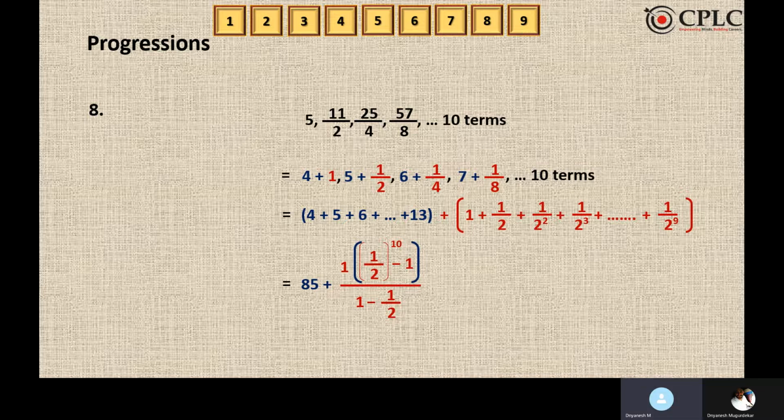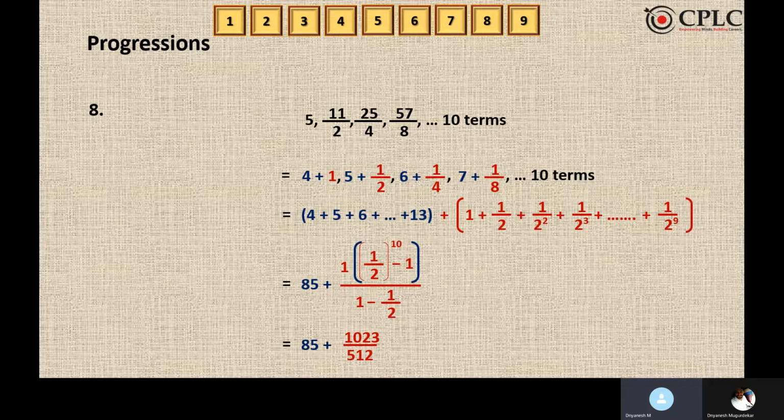In the denominator, 1 minus half is half. When it goes up, it will be multiplied by 2. 2 raised to 10 is 1024. 1024 minus 1 is 1023, upon 1024 divided by 2. So 1023 upon 512. Now, when you look at the options, this answer is definitely not present, and you'll mark none of these and move on without realizing that the biggest blunder has happened.